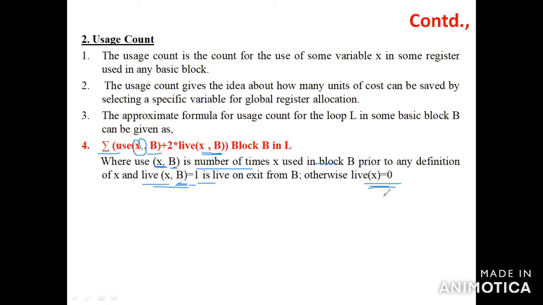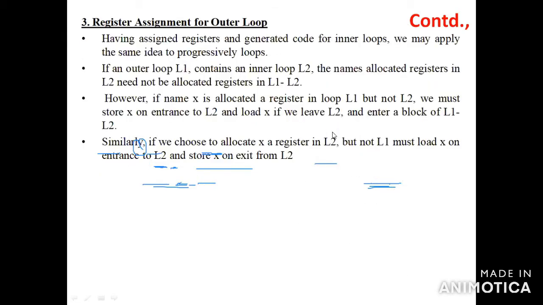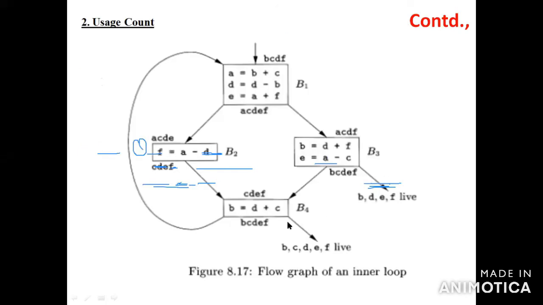Okay, so this is for usage count. Now some problems in usage count. See here, this is indicated for some basic blocks: basic block 1, basic block 2, basic block 3, basic block 4. So consider the blocks B1, B2, B3 and B4 and count the usage count for block B in the following loop.